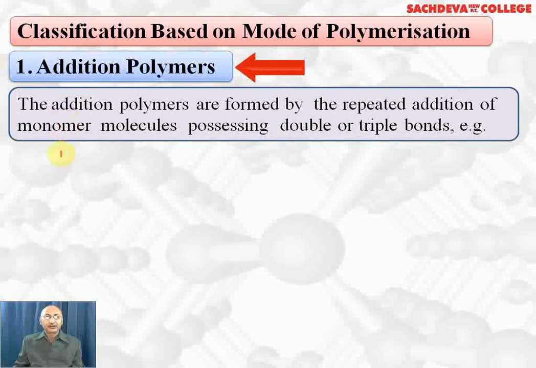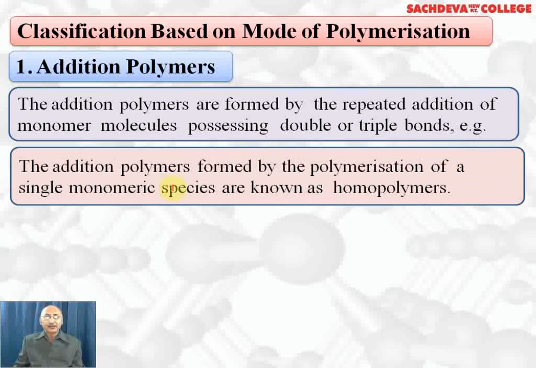Classification based on mode of polymerization. First is addition polymers. Those polymers which are formed by addition reaction of monomers possessing double or triple bonds are called addition polymers. In these polymers, there is no loss of small molecules like water, ammonia, NaCl, etc. And monomers are generally unsaturated, having double or triple bonds. The addition polymers are formed by polymerization of a single monomeric species.